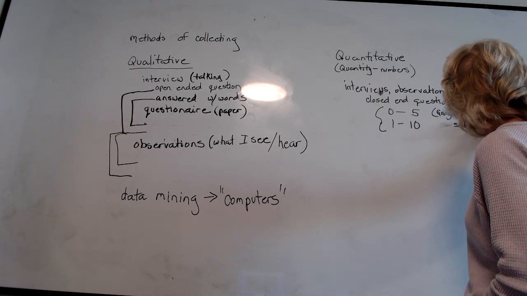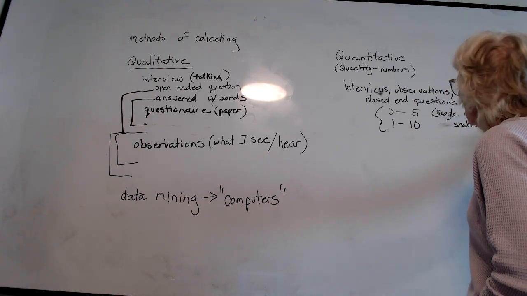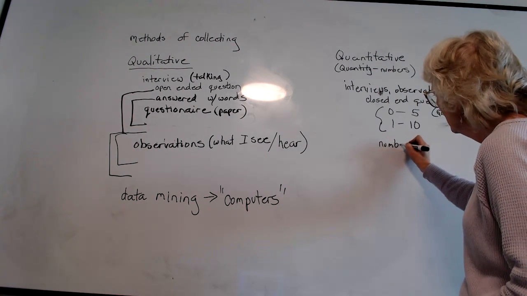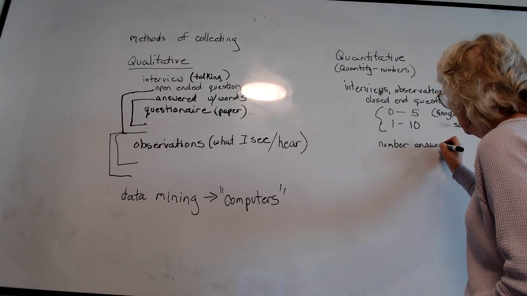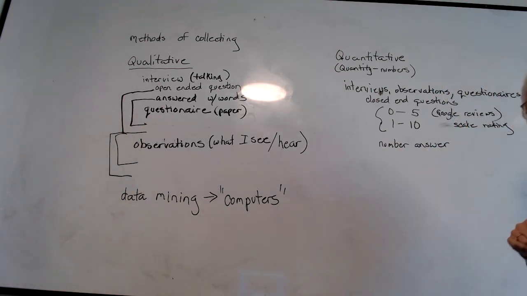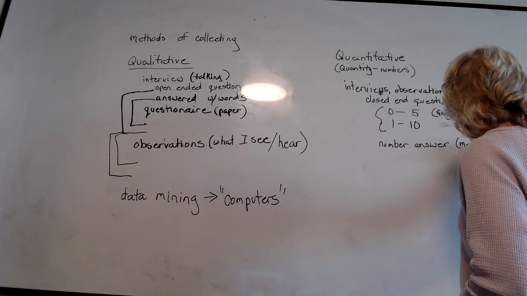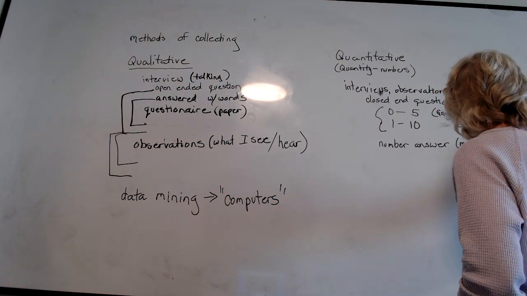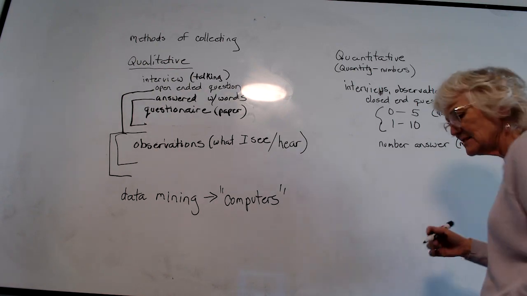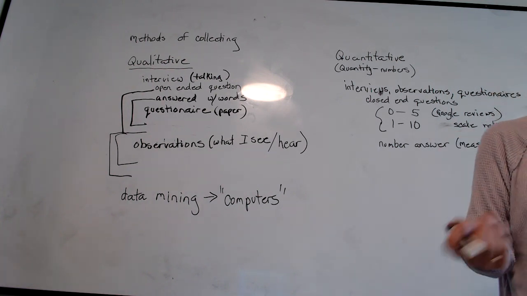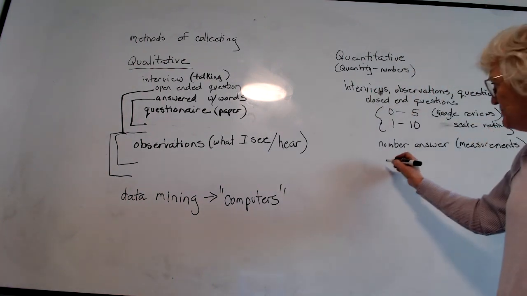Scale rating. You can just have a number answer. How many children do you have? What is your age? What is your height? Those are all numbers, something we can measure, okay? And those are usually measurements, but not always, because like if I say how many siblings you have, I guess that's a measurement in a way. Or how many kids do you have, that is a measurement, okay?